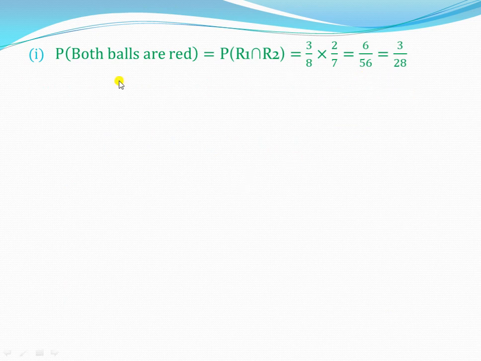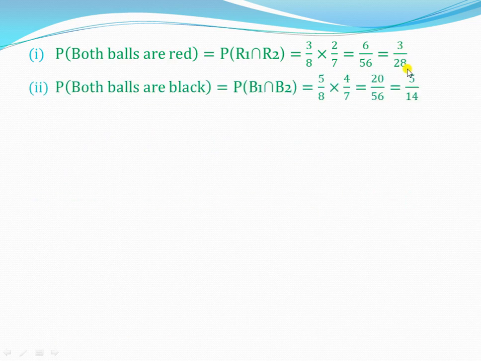So we are saying the probability that both balls are red will be the probability of R1 intersection R2. So we have substituted their values, and if you multiply 3 by 2 you get 6 out of 56, and if you divide through by 2 you will get 3 out of 28.